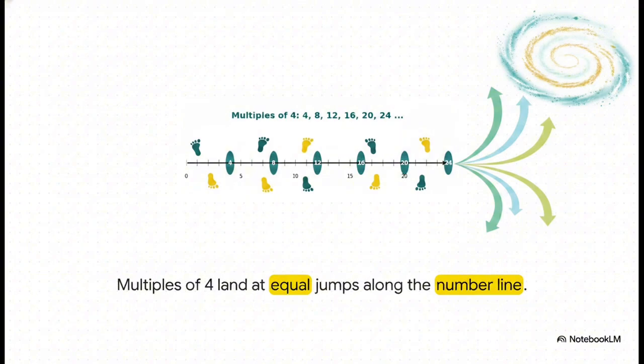Unlike those tightly confined factor boxes we just talked about, multiples take a totally endless journey. Imagine the multiples of 4 just leaping forward along a number line. 4, 8, 12, 16, 20, 24. They land at perfectly equal jumps, marching forward forever and ever.